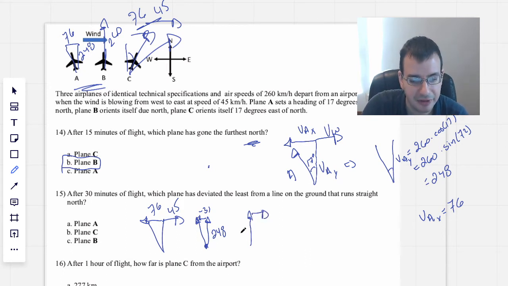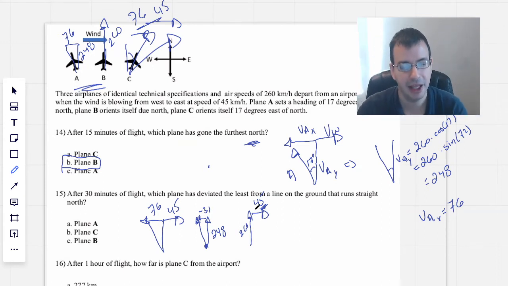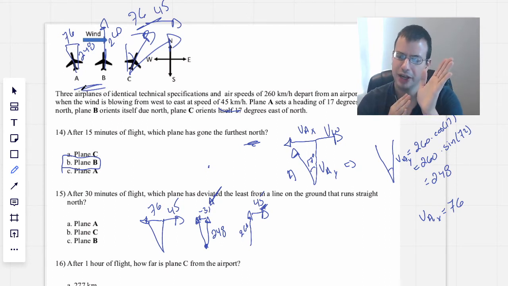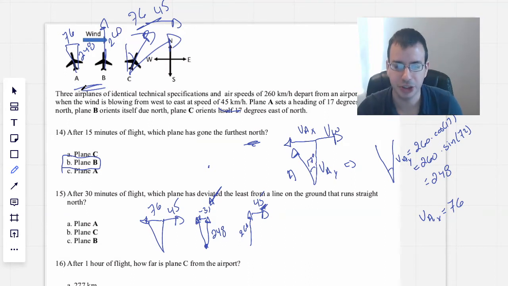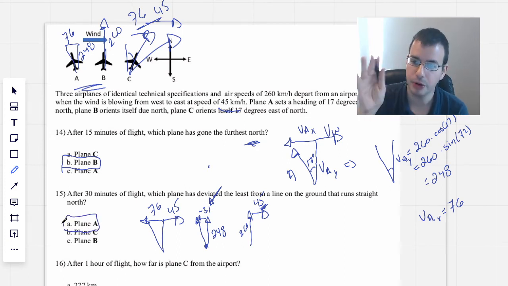Well, if we look at B, we're going to have 260 north, but then we're going to have 45 to the right, or to the east. And so what's going to happen here is it's going 45 miles per hour to the east, which is going to be more off of north than the one that is slightly negative 31. I think this is called a crab angle, where you're kind of going into the wind, but it's pushing you more towards center. So to go straight, you're actually going at kind of a funny angle.